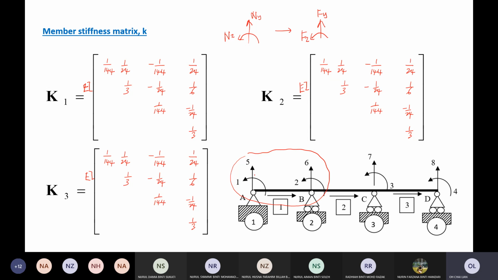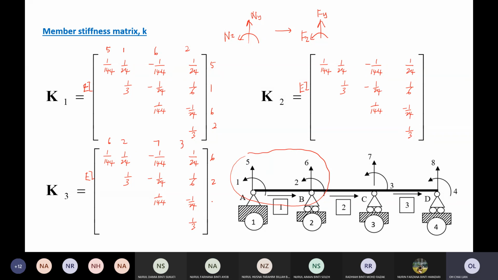So for element 1, the naming will be 5, 1, 6, 2. Then for element number 2, how's the naming, class? 6, 2, 7, 3. Thank you. It'll be 6, 2, 7, 3.